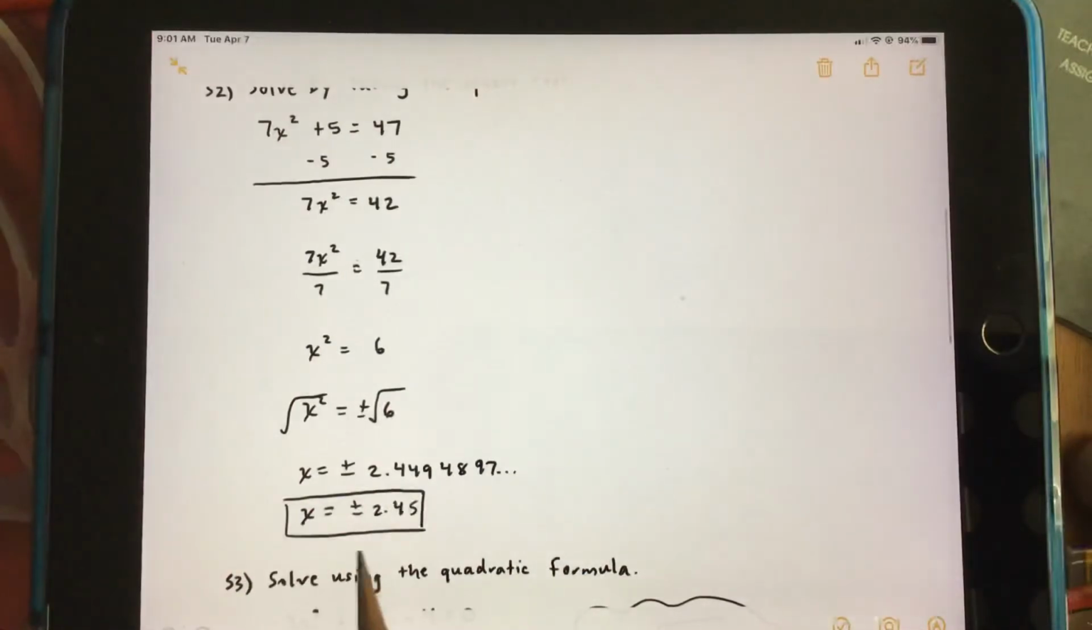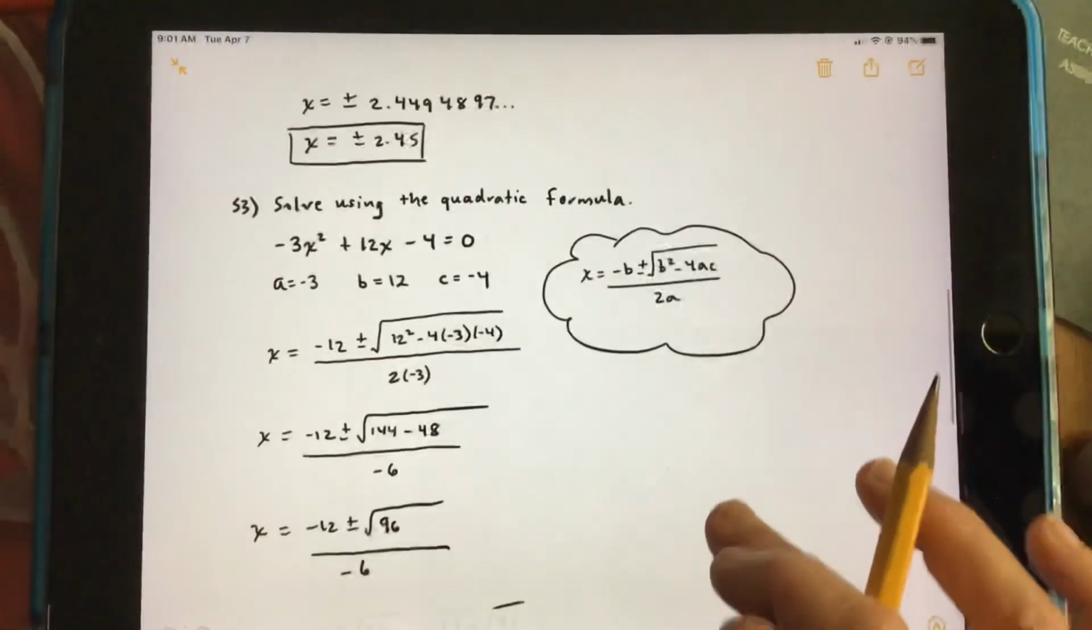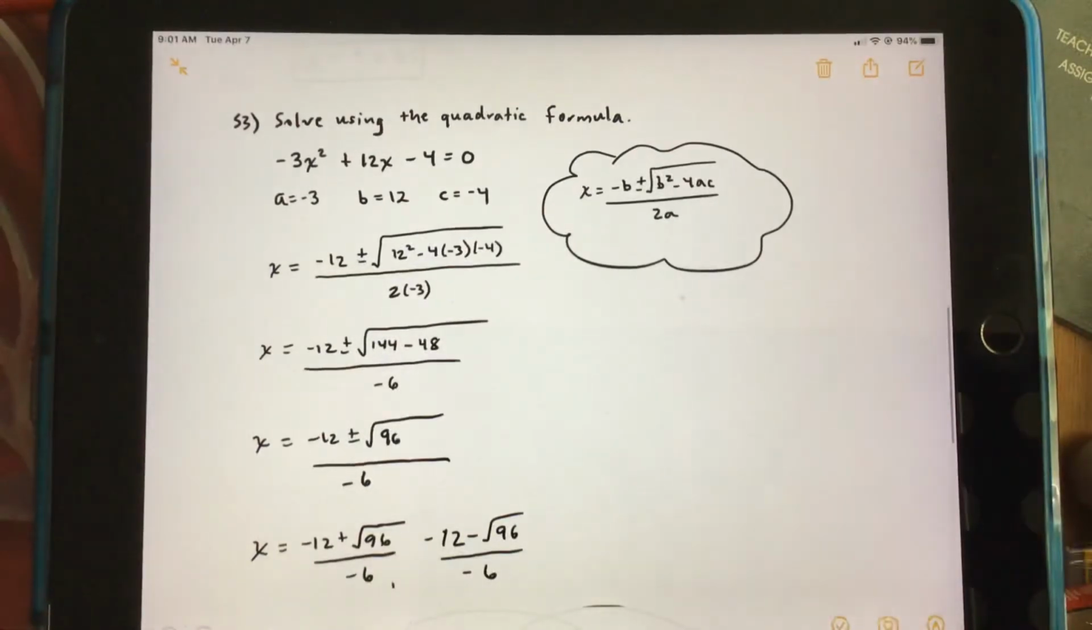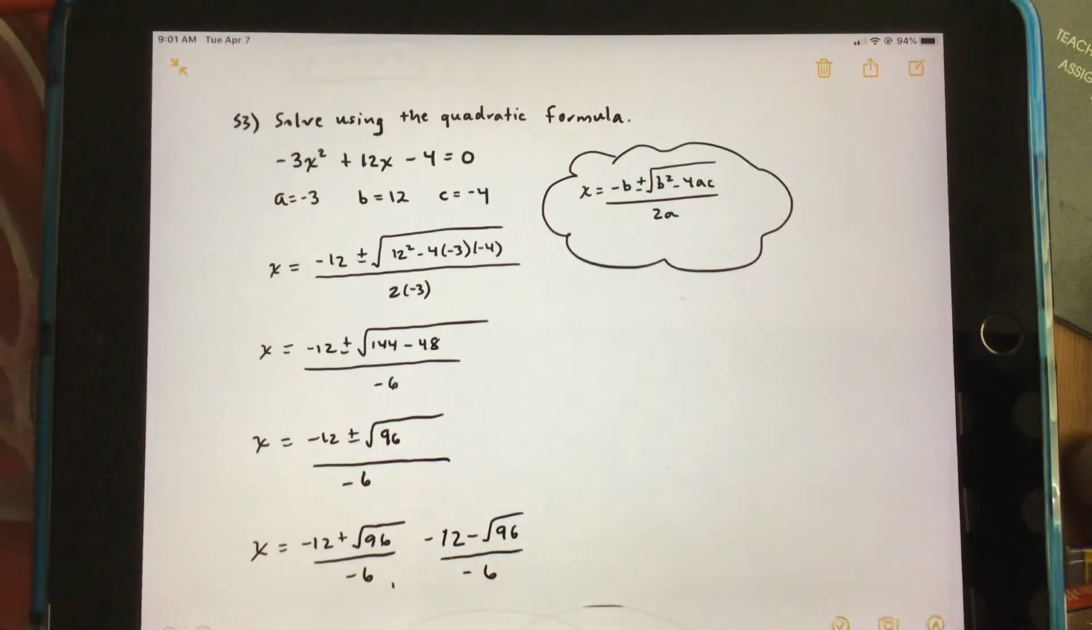X is positive or negative 2.45. All right, so our last sample for today is going to be to solve using the quadratic formula. And I've written down that picture of what that is. Hopefully it's starting to stick in your brain.